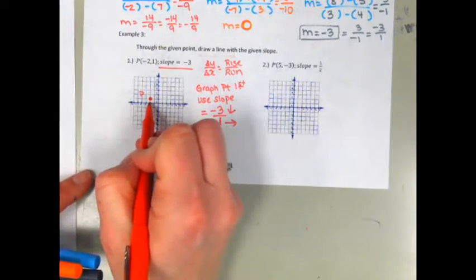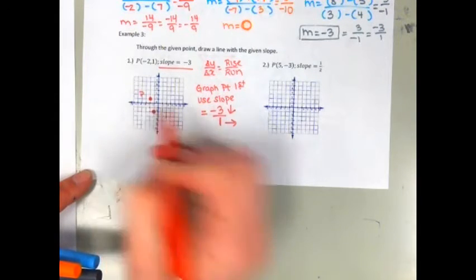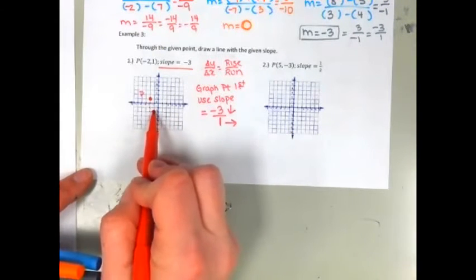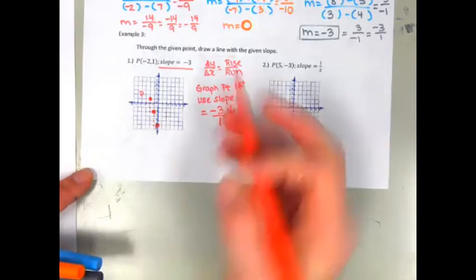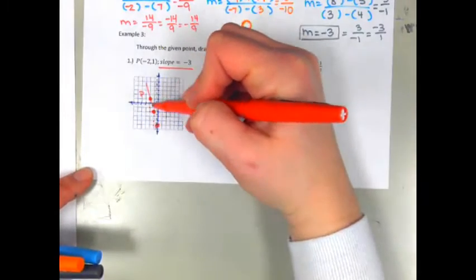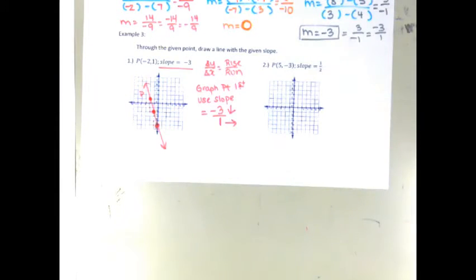So down 3. 1, 2, 3, right 1, and put a point. And then I'm going to do it again. I always want 3 points. Down 3, right 1. And now, can I draw a line with arrows? Yeah. Now, could I switch that?